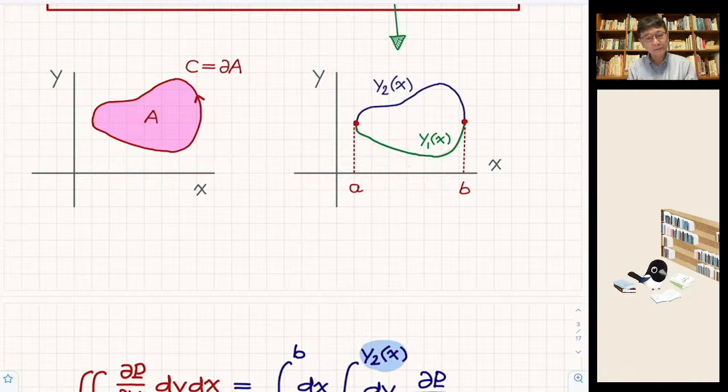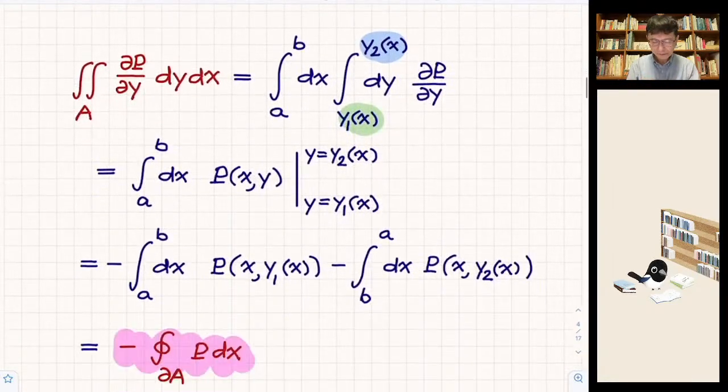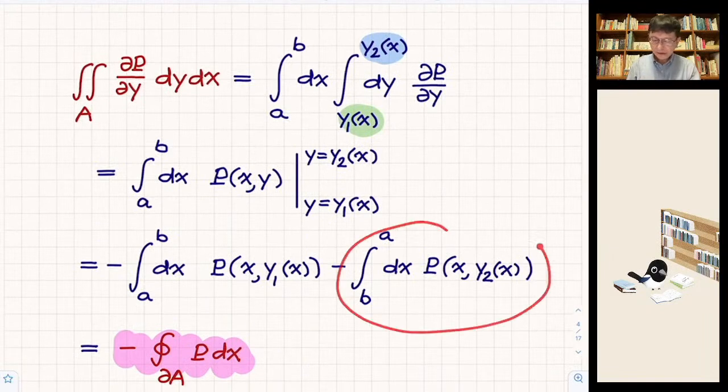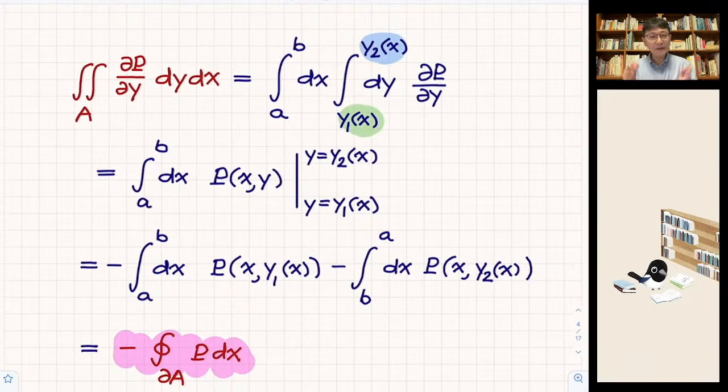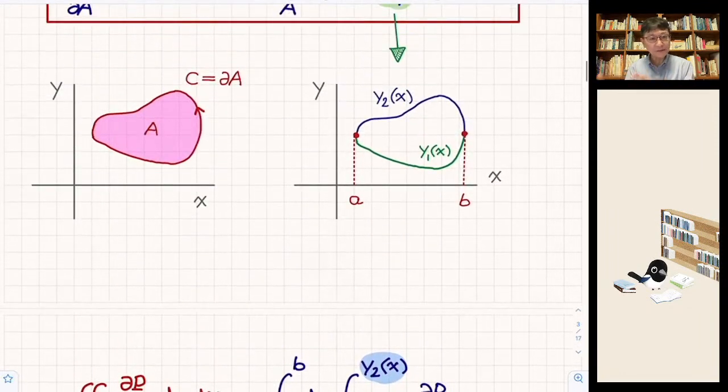A to B. On the other hand, when you are integrating this, what does this mean? This means that integrating dx from B to A. But what are the coordinates? The coordinates are x and y2x. So again, looking at the figures, going from B to A, following the trajectories of y2x. So that is the upper part.